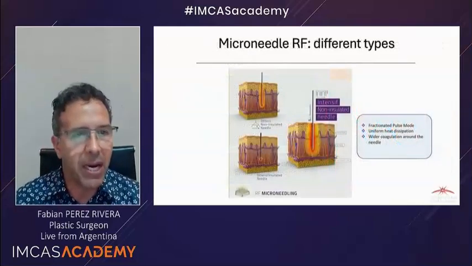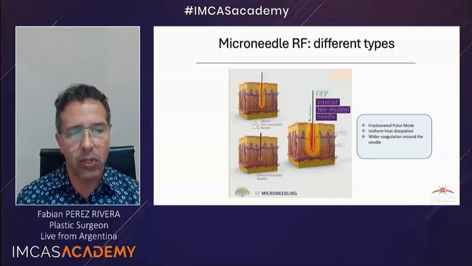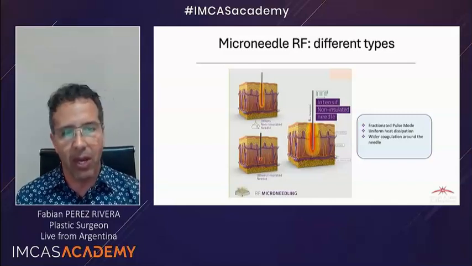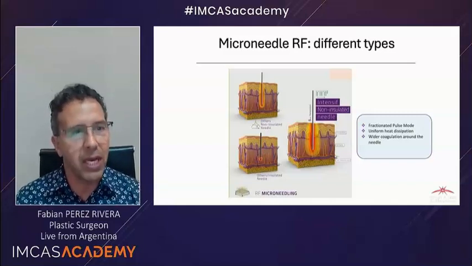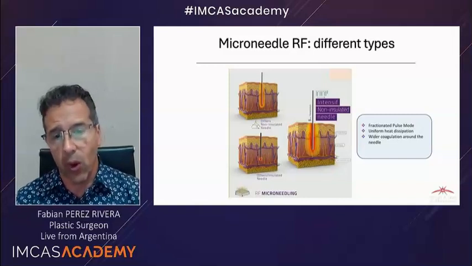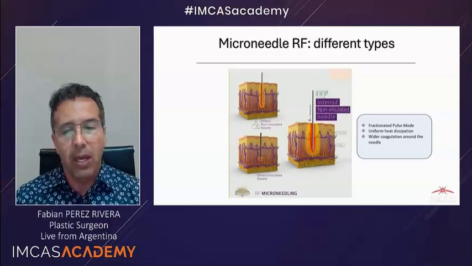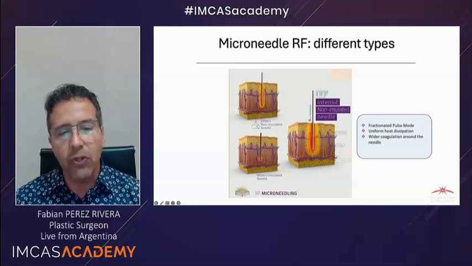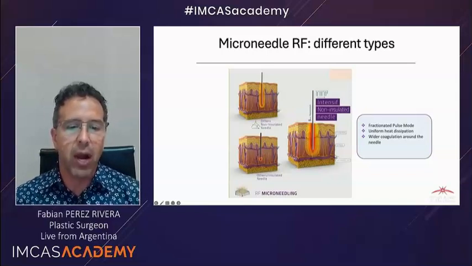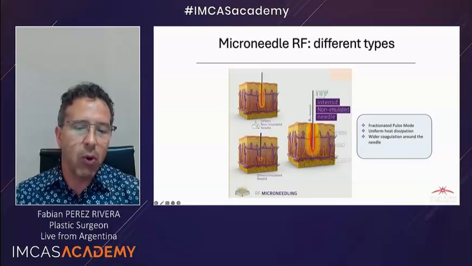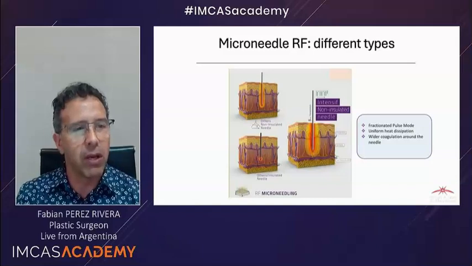There are different kinds of microneedle. In the market, they usually have, I'd say, River Plate or Boca, Real Madrid, Barcelona. We have non-insulated and insulated microneedles. The non-insulated microneedle that I use has a fractional pulse mode, giving the possibility to deliver a great volume of heat to the targeted tissue in only one shot. That's why I prefer it, because the heat and the coagulation or thermocoagulation effect is more important.